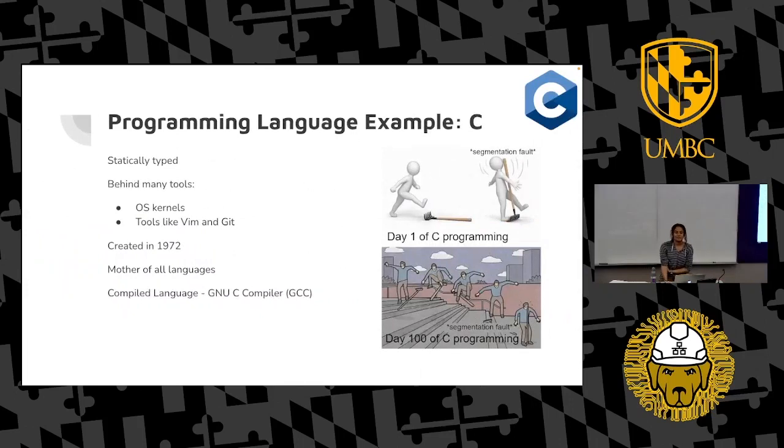Prime example of procedural programming language is good old C. C is statically typed, and it is used in many tools like OS kernels and tools like Vim and Git. It was first created around 1972. It's known as the mother of all languages just because of how many other more recent programming languages were based off of C, and it is a compiled language in and of itself.